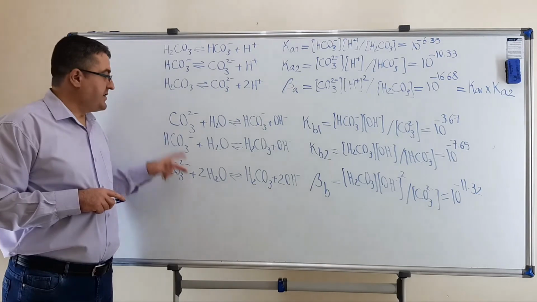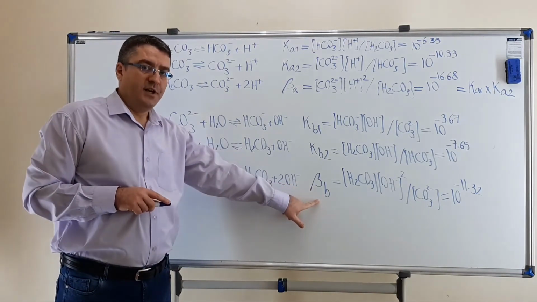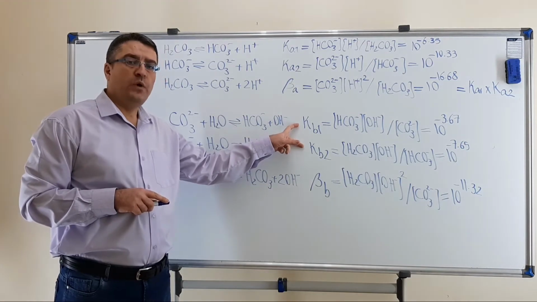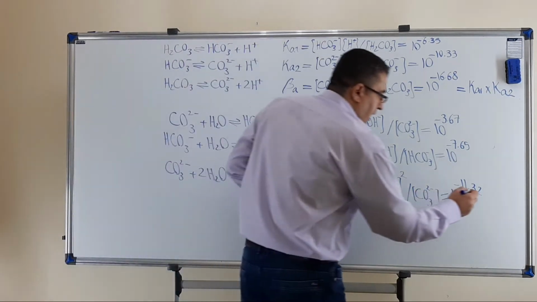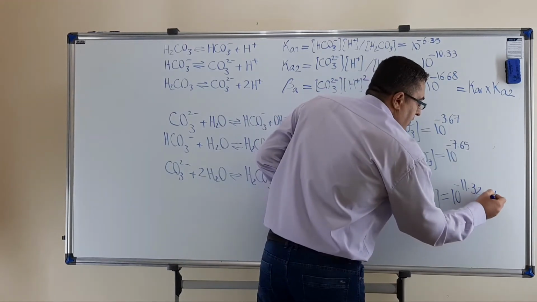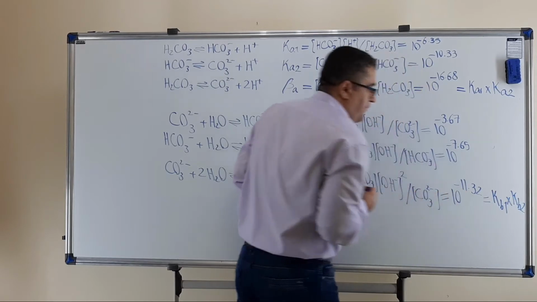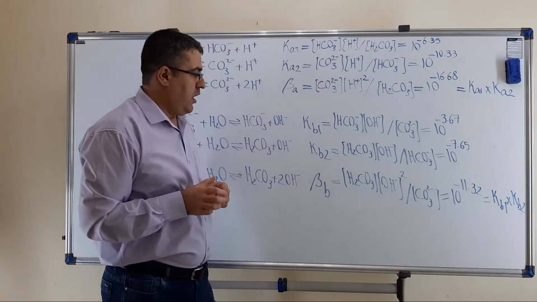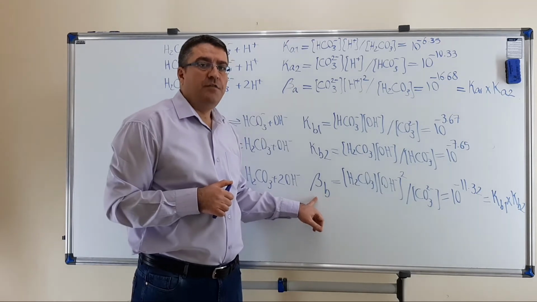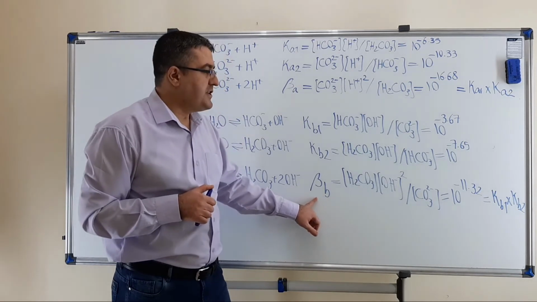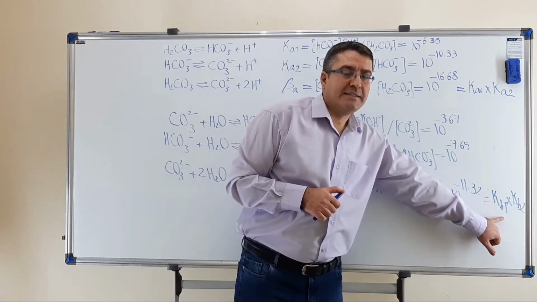Since this reaction is the sum of these two reactions, this equilibrium constant is the product of these two equilibrium constants. So, beta B here is equal to Kb1 times Kb2. Or the cumulative basicity constant of carbonate anion is the product of its first and second basicity constants.